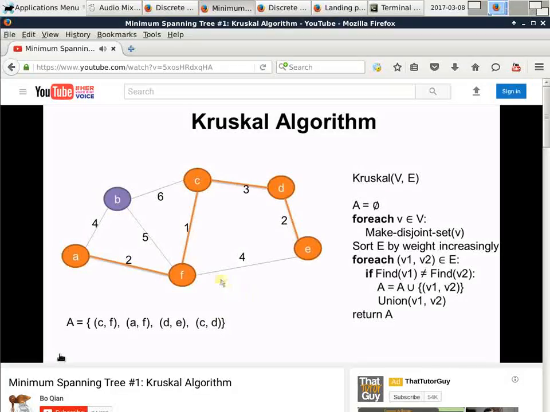Next one is FE. Now A, F, C, D, E all belong to the same set. So F and E belong to the same set, and we should not push this edge into A. Next one is AB. A and B do not belong to the same set, so merge and push. Now we have a spanning tree that connects all the vertices, and we believe this spanning tree has the minimum total weight.